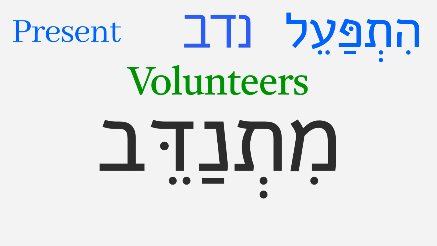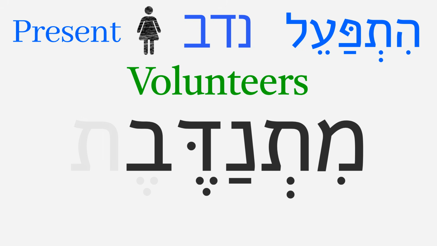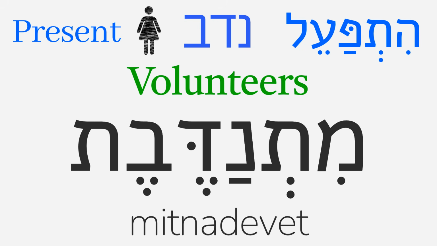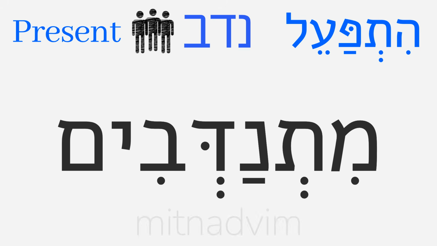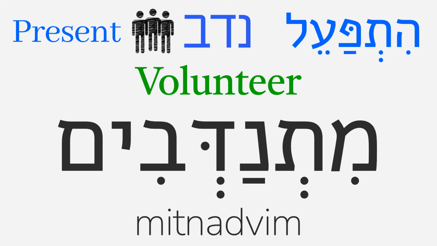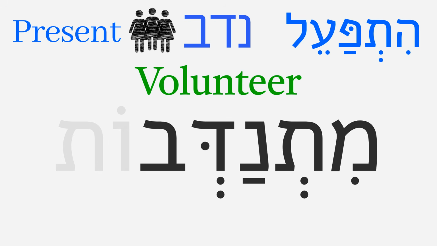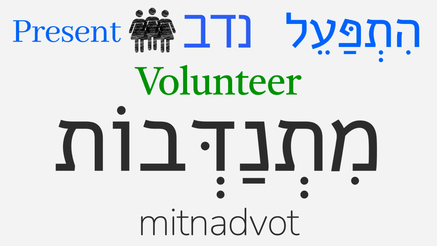The other forms of the hitpael present tense are formed the same way as the pa'el present tense. The feminine singular form changes the tsere to a segol and adds et. Mitnadevet, volunteers, in feminine singular form. The masculine plural form changes that last vowel to a schwa and adds im. Mitnadvim, volunteer, in masculine plural form, and the feminine plural form adds ot for mitnadvot, volunteer, in feminine plural form.